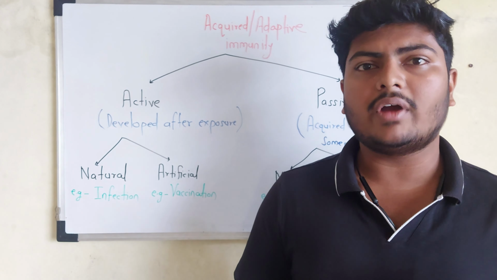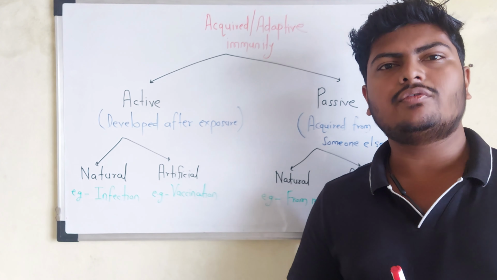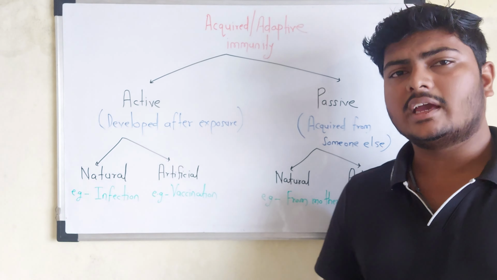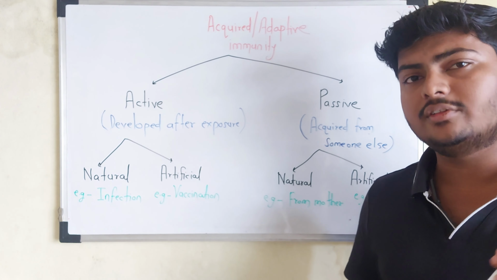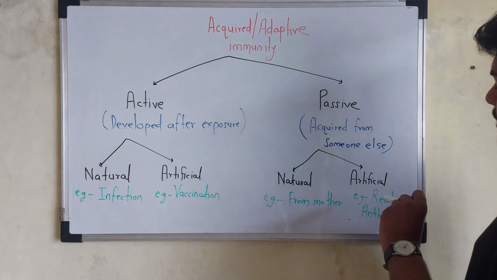There are two types, natural and artificial. Natural immunity in case of passive immunity is where we are getting antibodies, or this immunity, from somewhere else or someone else. How do we get antibodies or some kind of immunity against some diseases naturally? That is of course through our mother. Through the placenta we are getting this immunity, so that's why it is called natural passive immunity. And the second one is artificial passive immunity.